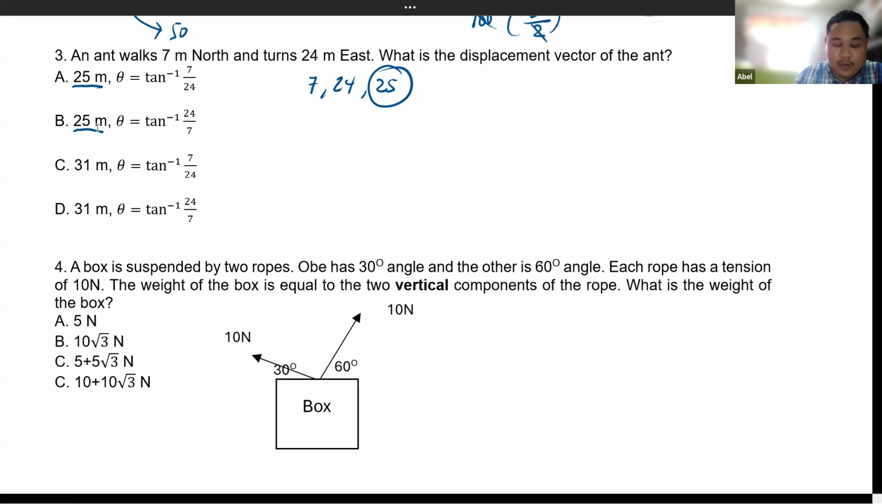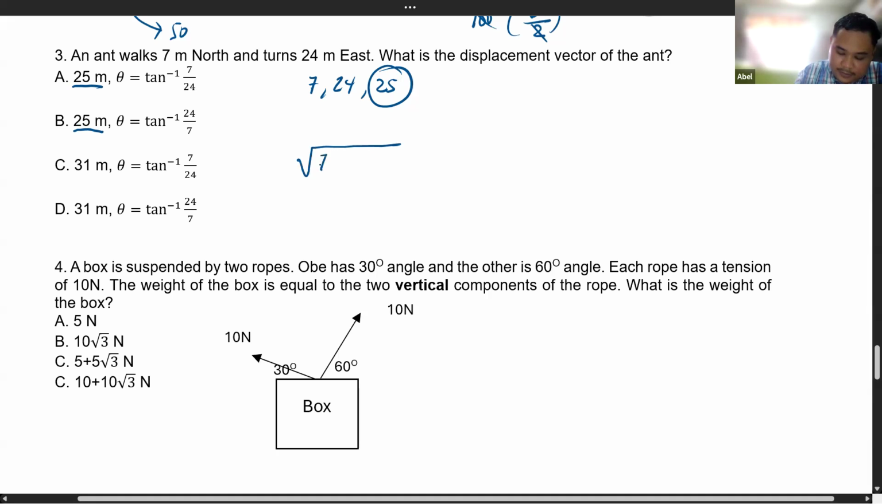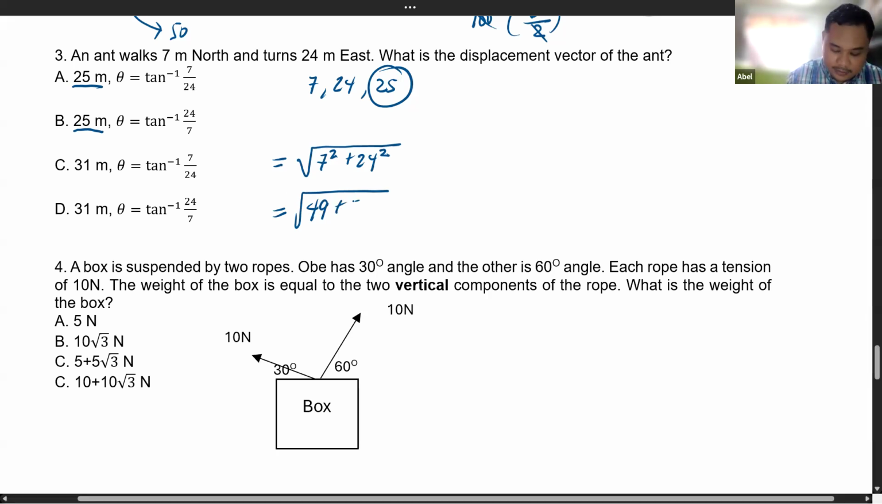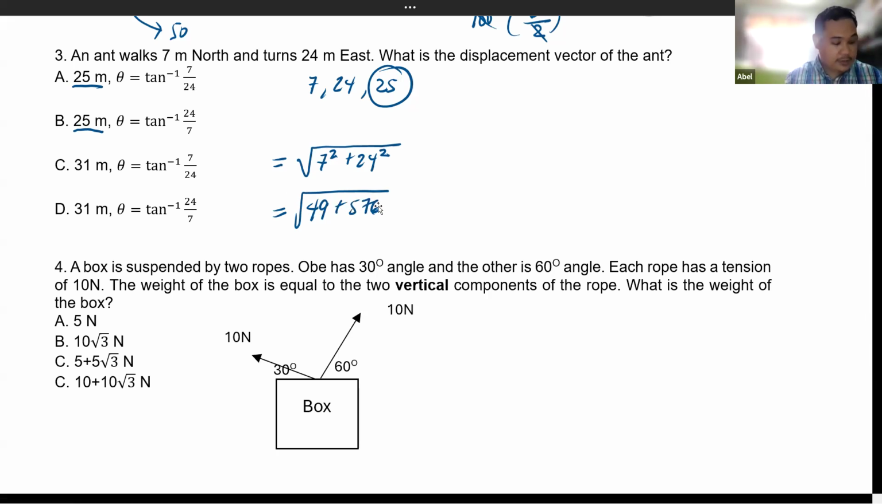Now, if you want to have our solution here, we have 7 squared plus 24 squared. What is 7 squared? That would be 49. And 24 squared is 24 times 24, that is 576. And 576 plus 49 is equal to 625, and we take the square root of it. And you all know that the square root of 625 is 25.